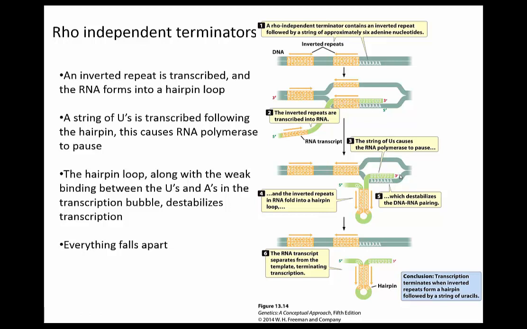So remember, A's and T's in DNA and also A's and U's in the DNA-RNA hybrid have only 2 hydrogen bonds between them, so it's a little bit weaker bond. And the presence of this hairpin loop along with this really weak binding causes things to get destabilized, and at this point that RNA will fall off of the transcription bubble, RNA polymerase falls off, and transcription is terminated.